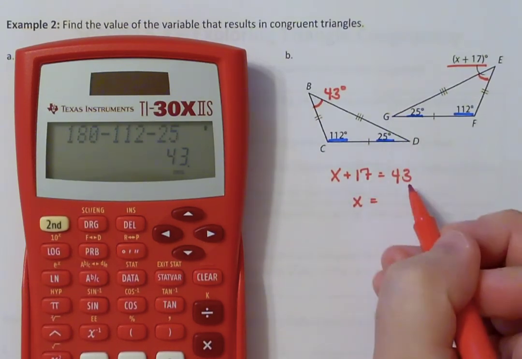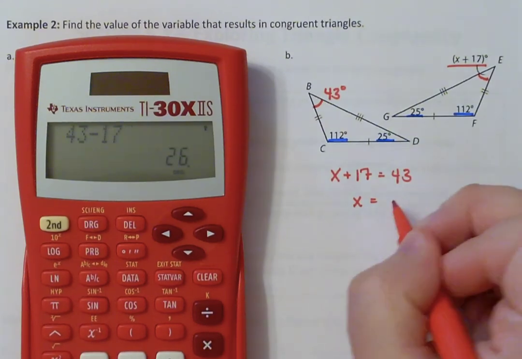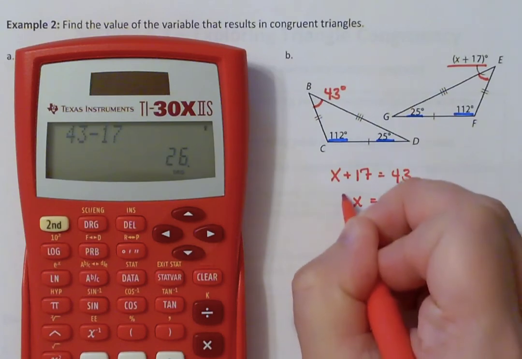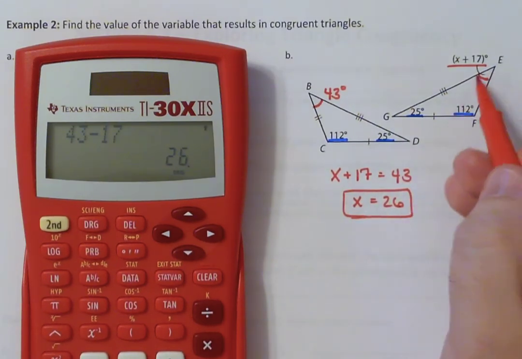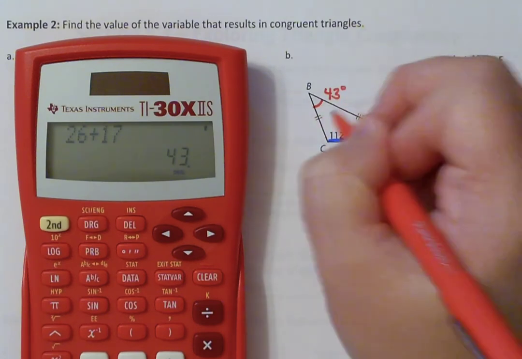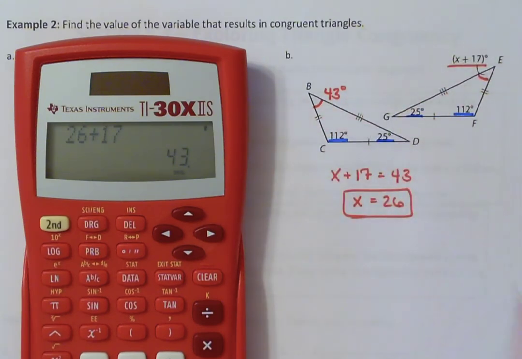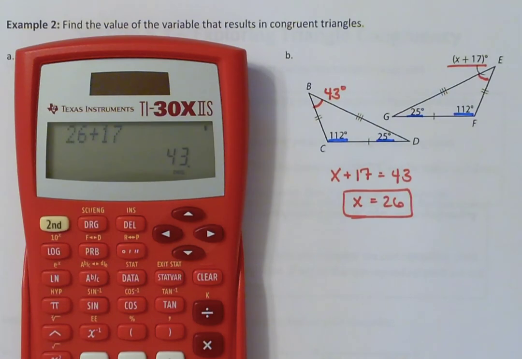So we're just going to subtract 17. So we take 43, subtract it by 17, and we end up with 26 for the value of x. So if x is 26, if I plug that back in, 26 plus 17 results in 43. So that means both of these angles are 43. So I now know that these two triangles are congruent because I know all three angles and all three sides match.